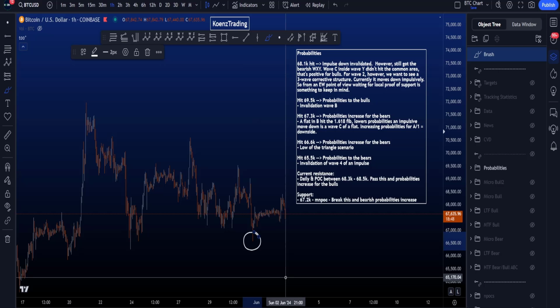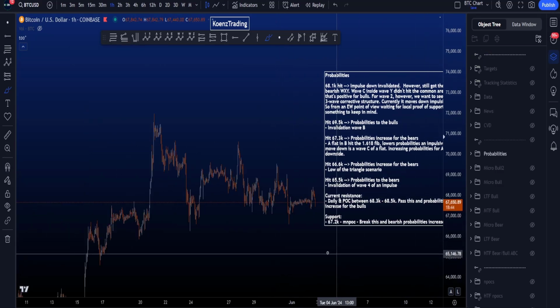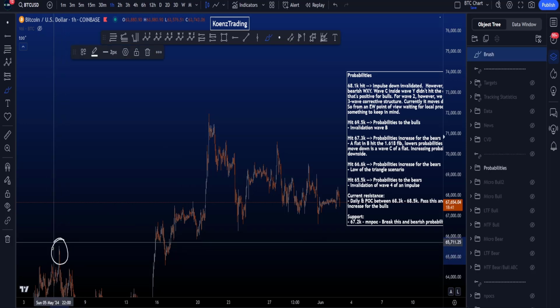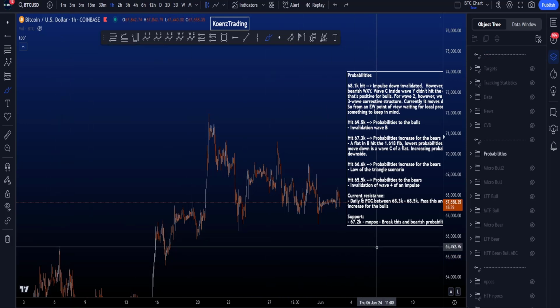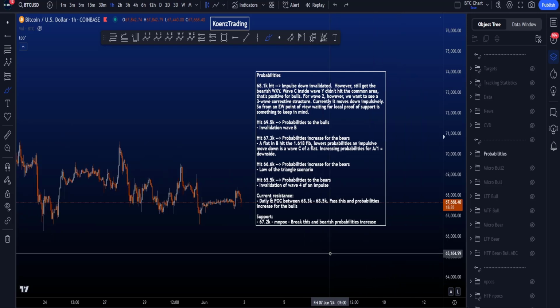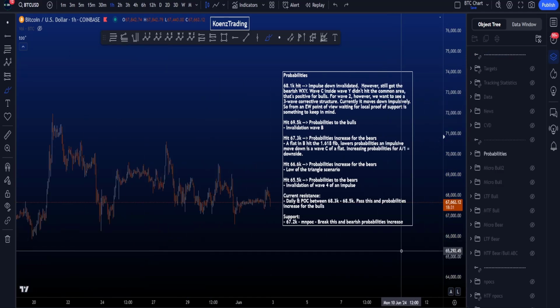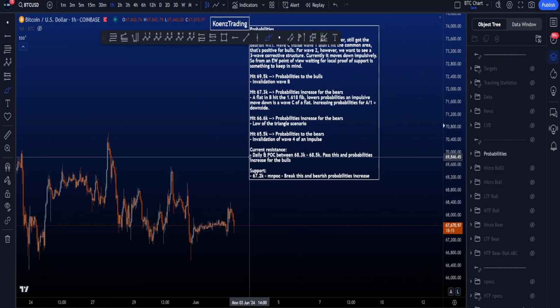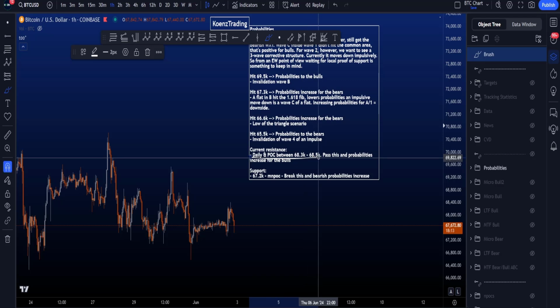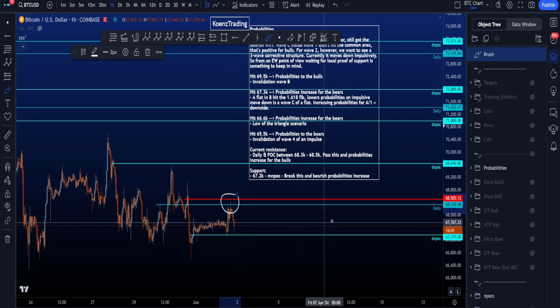In a triangle, you don't want price to move below the low of wave C. If price also hits 65.5K, which is this high over here, then the probabilities are very high for the bearish scenario, as that is an invalidation for a wave 4 in an impulse, 1, 2, 3, 4, looking for a 5 to the upside. The current resistance on the chart is the daily and the point of control between 68.3K and 68.5K, as you can see over here.